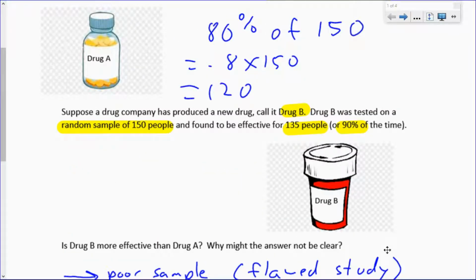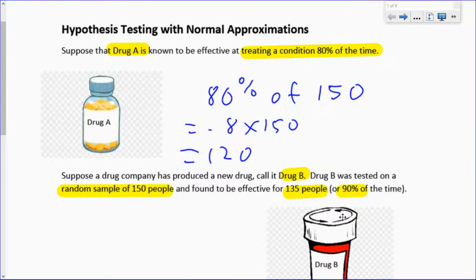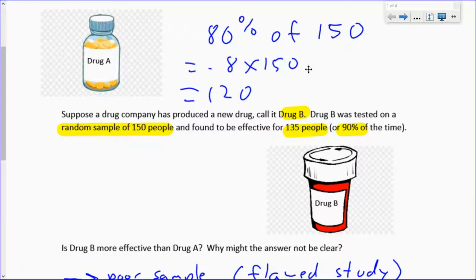I'm going to look at this whole question again, and I'm going to go through what's called hypothesis testing. We're going to take drug B, and we're going to assume that it's just as good as drug A, and then we're going to look at the probability that we got these results in this experiment right here and decide whether the experiment was a fluke or whether it actually shows something.